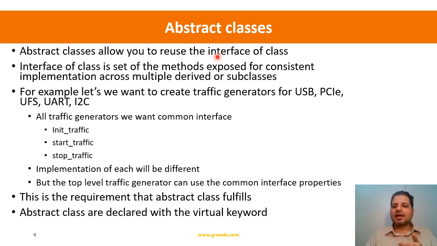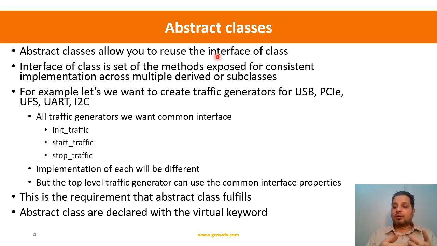So how do I do that? I do it through the abstract class. So in the abstract class, I'm just defining an interface. My interface is these three methods that I am providing, and then each of these low-level traffic generators will extend that particular abstract class and provide the implementation for each of those methods. So in init traffic, they will initialize their internal variables.